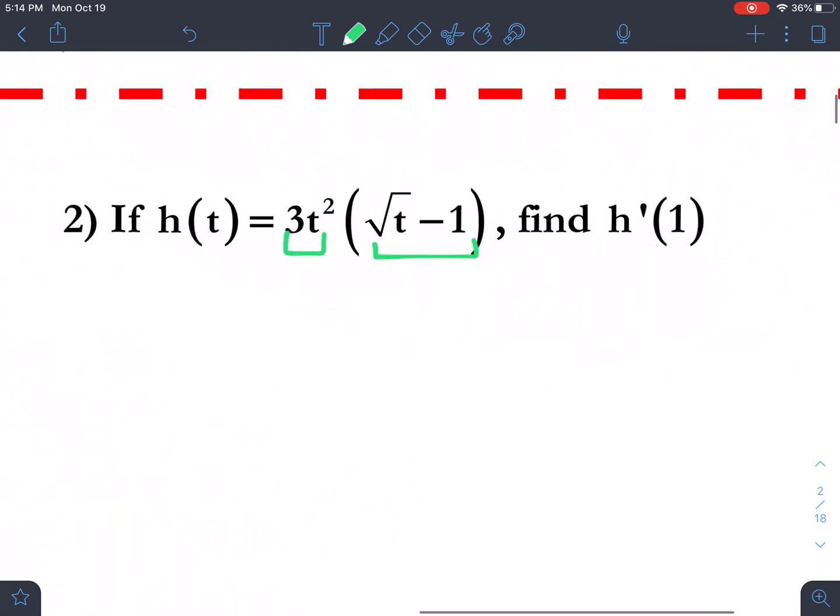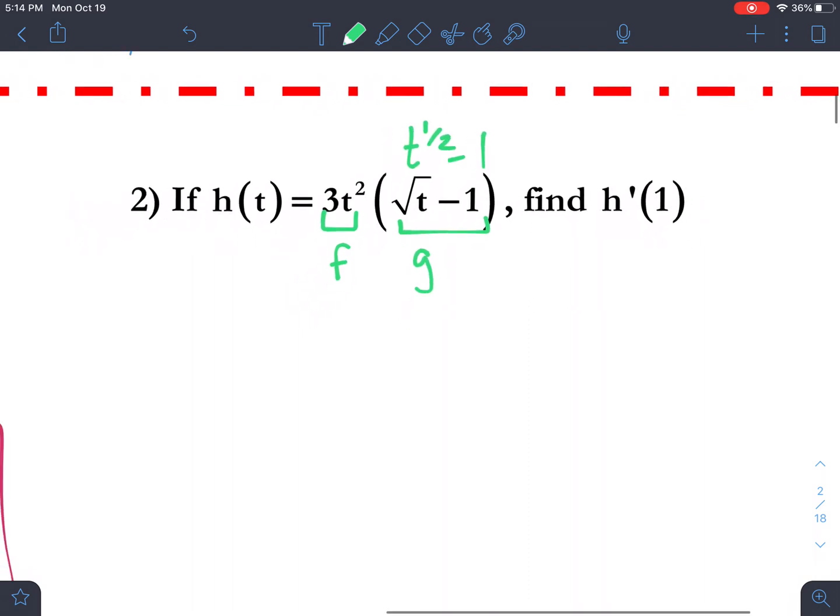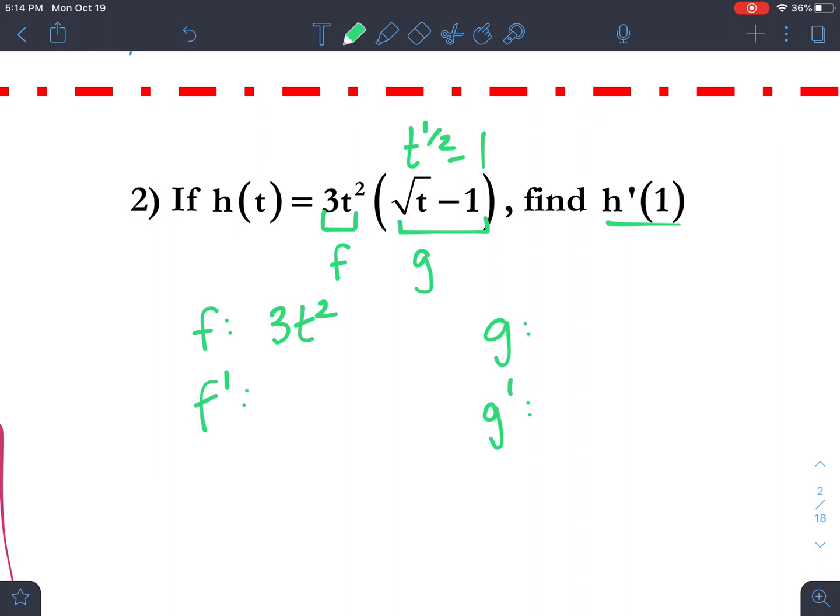So same thing here. If we're going to treat this as f and g, we'll write this as t to the 1/2 minus 1. Okay, we're looking for h prime of 1. So we want to find h prime of t first. So again, I'll show that little bit of work. You don't have to, but if you like this organization, that might be a good plan. So 3t squared and t to the 1/2 minus 1. Those are my two original functions. And then I've got 6t, and this would be 1/2 t to the negative 1/2 minus 0.